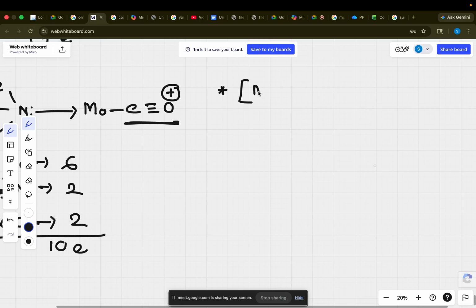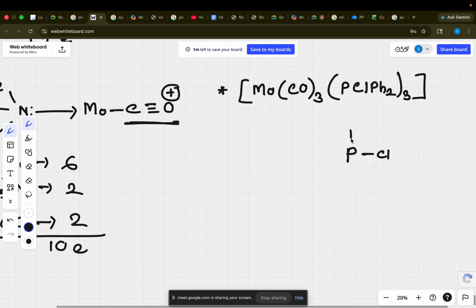Next, suppose you have molybdenum CO whole 3, PCl Ph2 whole 3. First of all write down this ligand PCl Ph2. You have phosphorus, chlorine, and 2 phenyl groups. Phosphorus has 3 bonds, one attached with chlorine and 2 attached with phenyl. So how many electrons left? 2 electrons. So it will donate 2 electrons.